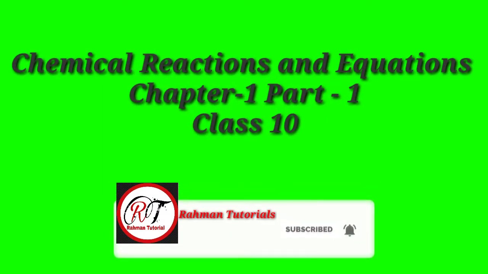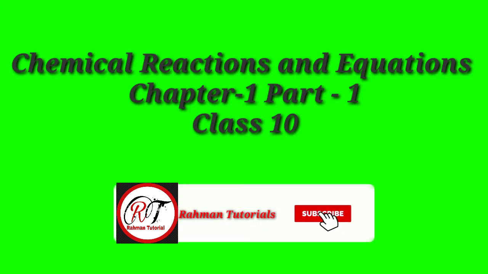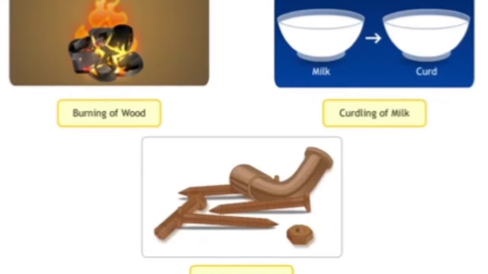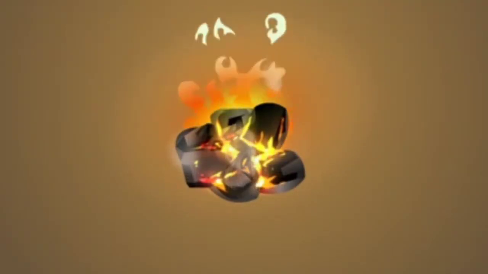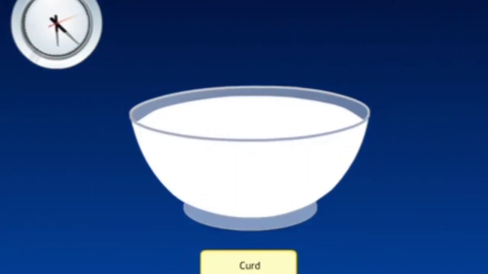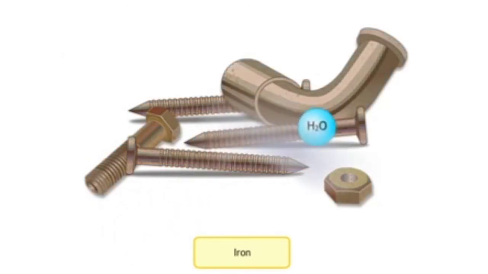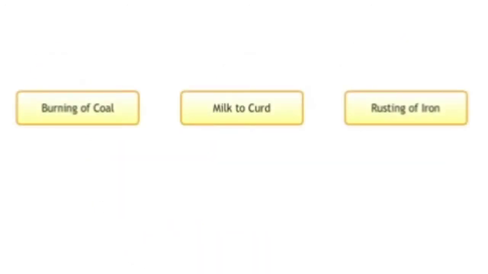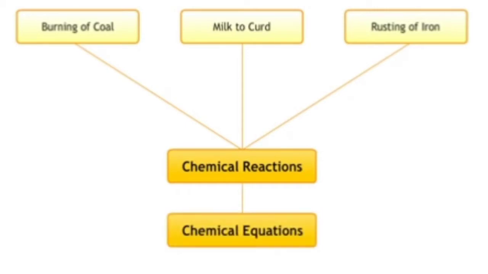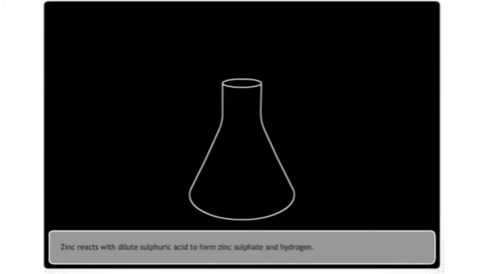In this video we are going to learn about chemical reactions and equations, chapter 1, part 1, class 10. Consider the following situations of daily life and think about what happens: burning of coal into ashes to provide us energy; milk left at room temperature during summer turns to curd; when iron is exposed to a humid atmosphere, it gets rusted. Burning of coal, milk turning to curd, and rusting of iron are results of chemical reactions, which can be represented through chemical equations. Let us see what a chemical reaction is through an experiment.